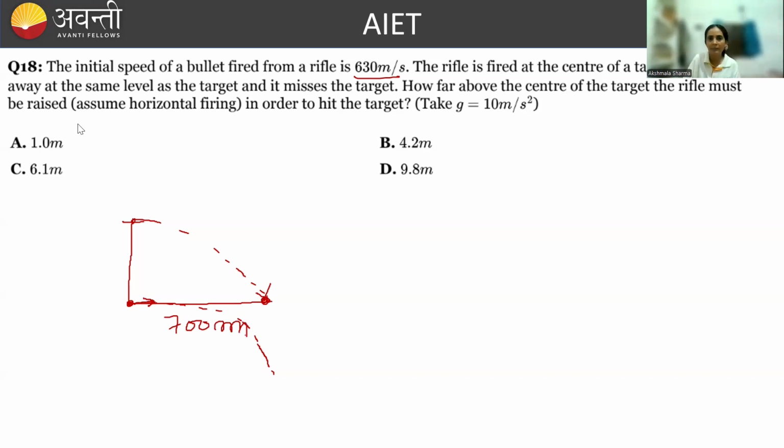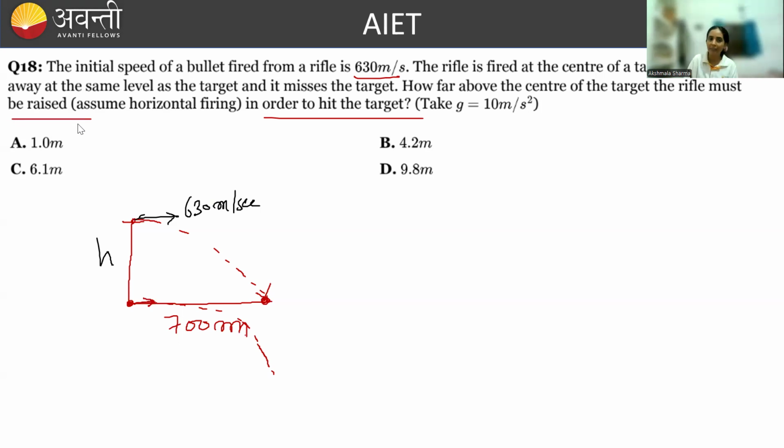Now, how far above the center of the target must the rifle be raised in order to hit the target? So I have already raised your rifle. Let's say we are raising it by height h. And with what velocity are we throwing it? 630 meters per second. Okay? How far is the target in the x direction? 700 meters.